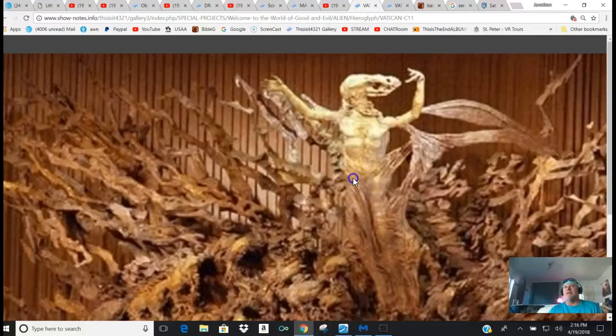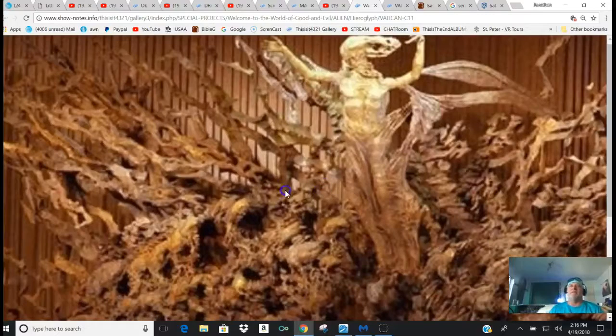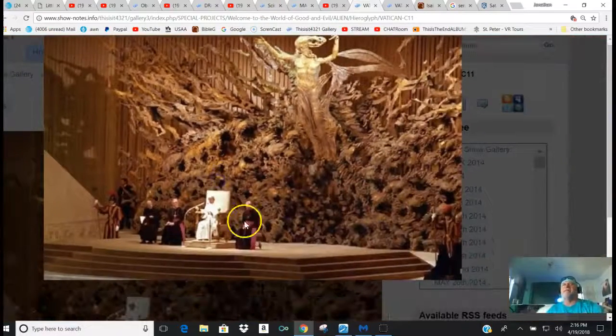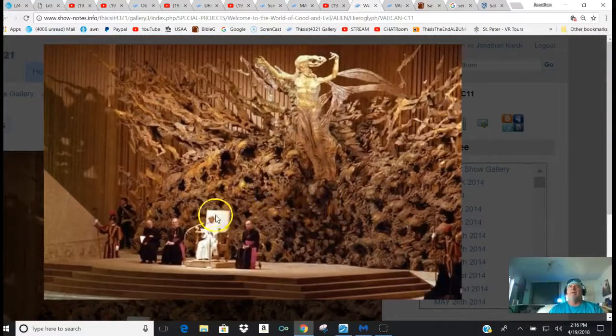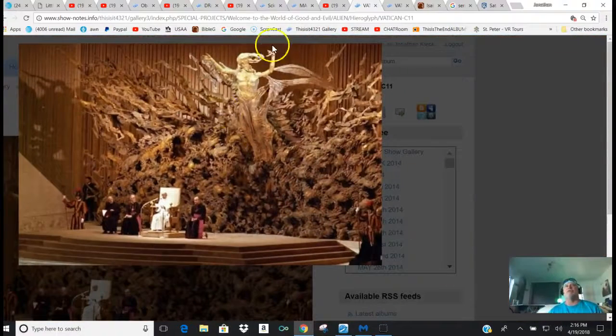Now, I noticed something very disturbing right here when I was looking at the artwork. I was like, wait a minute, that's done with intent. So let's take a very close look. Now, let's make sure we got this right. That is the Pope. There is no arguing with who is sitting in this chair in front of a giant reptile coming out of the pit.